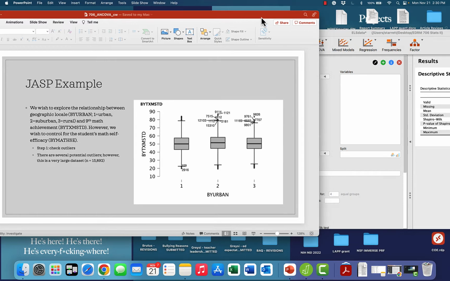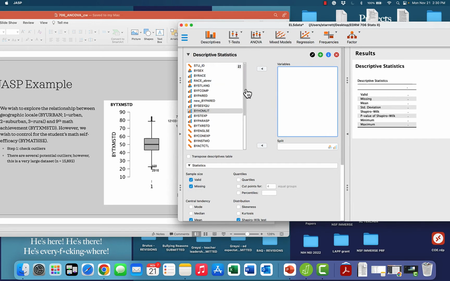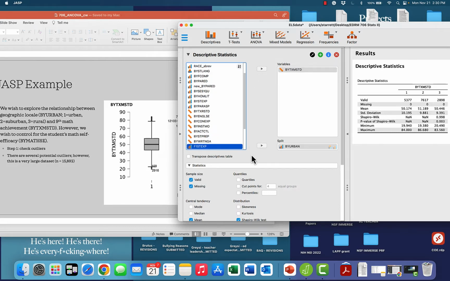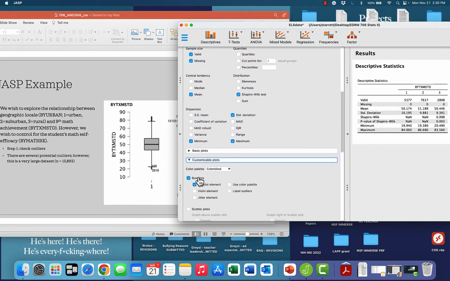All right, so let's run this in our descriptives first. Our base year variable here, down towards the bottom, is base year TXMSTD, which is our variable. And we're going to split by base year urban. All right, and we want our box plots.